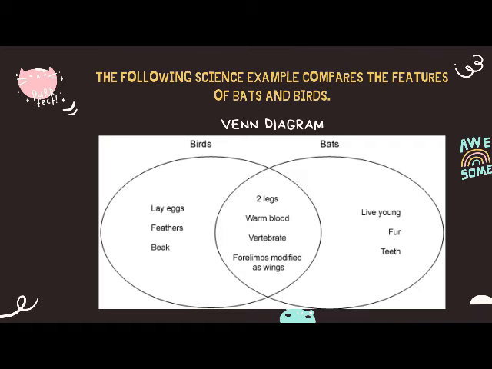For example, the birds and the bats. The difference between birds and bats. First, the birds. It lays eggs, it has feathers, and it has wings. And then the bats. It lives young, and it has fur, and it has teeth. So the similarities between the birds and the bats: they have two legs and they have warm blood. They are vertebrates and the limbs are modified as wings.